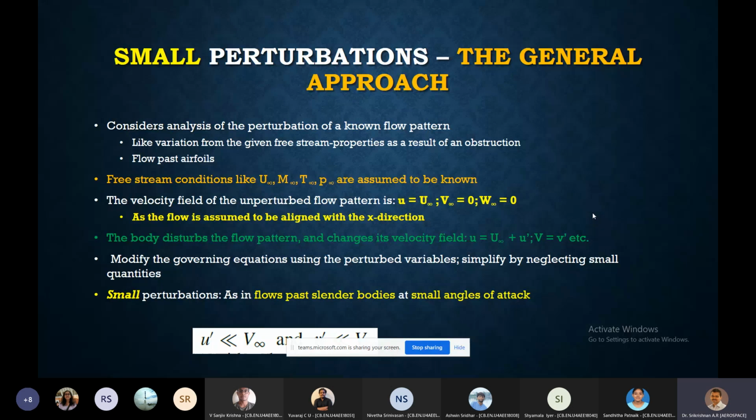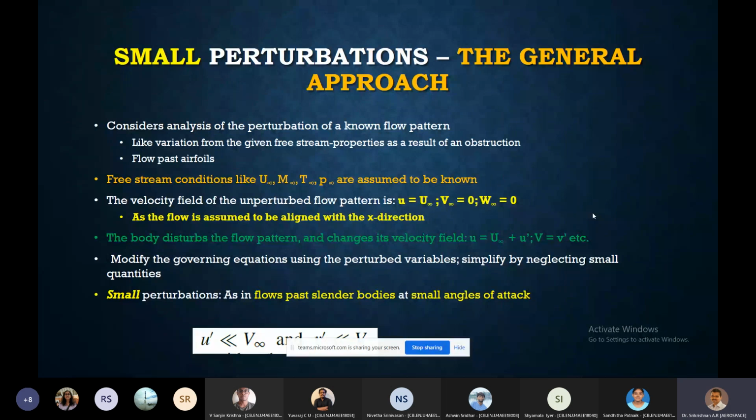Now, small is a qualitative word, obviously, but then in most of the high speed aerodynamics applications, the velocity field, we do not disturb it a lot, right? We will have a streamlined shape, we will have airfoils, and particularly in hypersonic flows, you will quite often have thin bodies, or more accurately, slender bodies. So when you have slender bodies, the disturbance can be considered to be less or small, and that's what we mean by small perturbation.